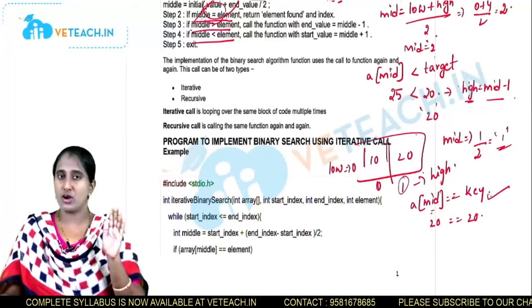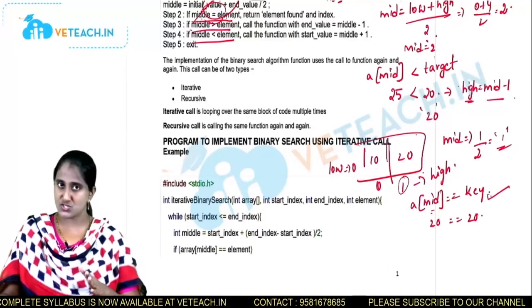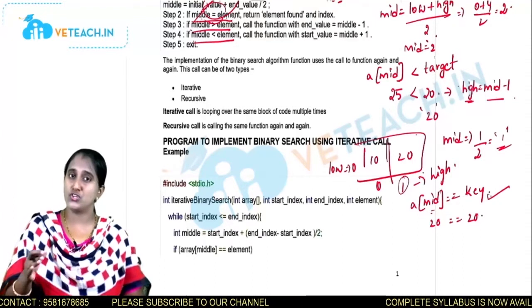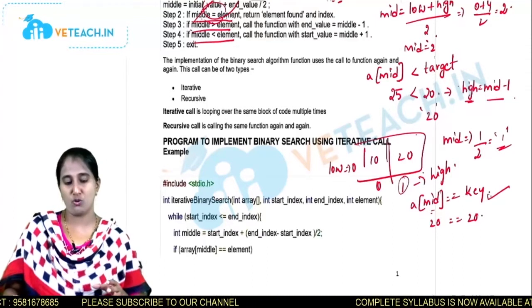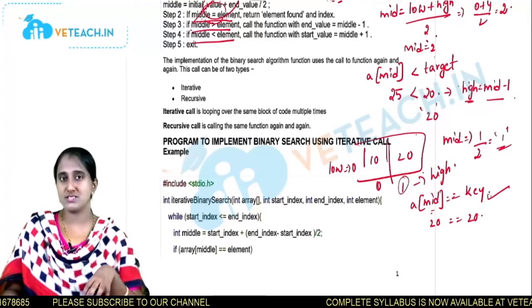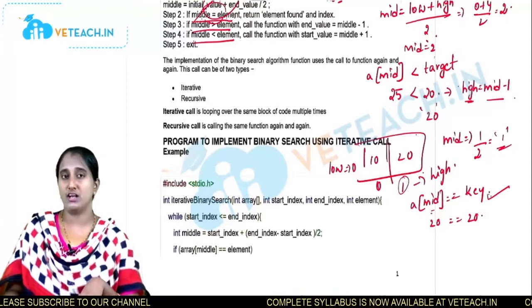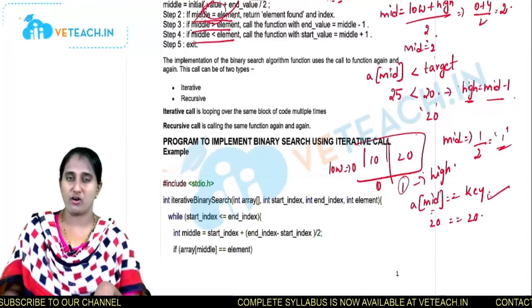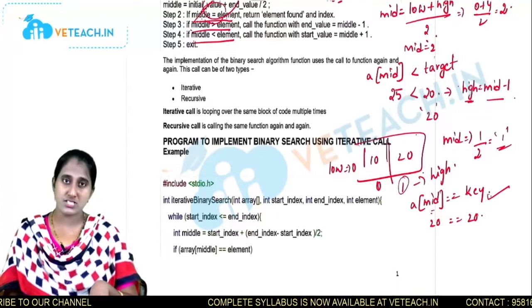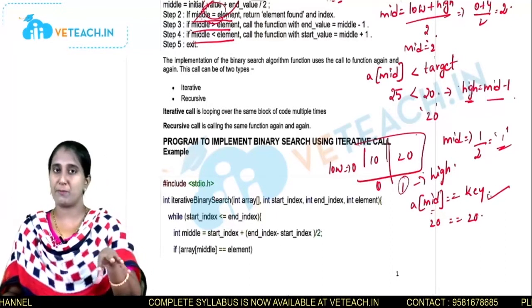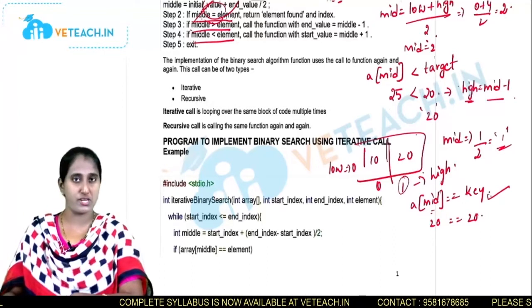If the elements are not in sorted order, what do we have to do? First of all, we go for a sorting method, and then you go for the searching method. So whenever you apply binary search on an array, first you have to check whether the elements are sorted or not. If they are sorted, then you can apply this technique on the respective array.